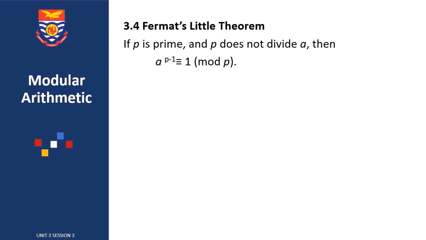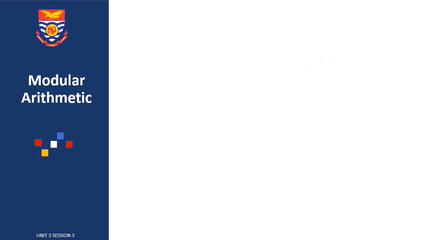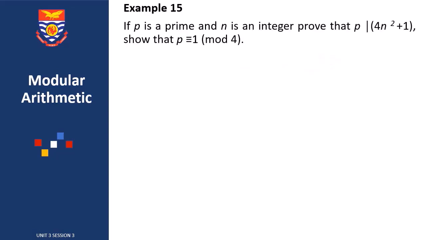If p is prime and p does not divide a, then a to the power p minus 1 is congruent to 1 mod p. We need this theorem, it is very necessary. Let me call it star. This is star. If p is prime and p does not divide a, then according to Fermat's Little theorem, we have a exponent p minus 1 is congruent to 1 mod p. Great. Okay, so we look at example 15.